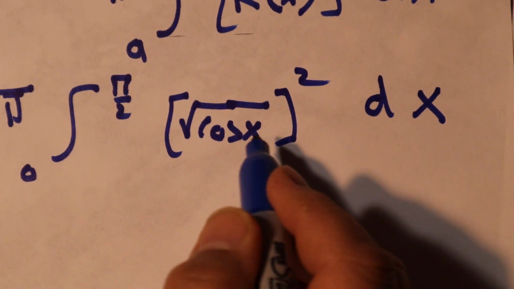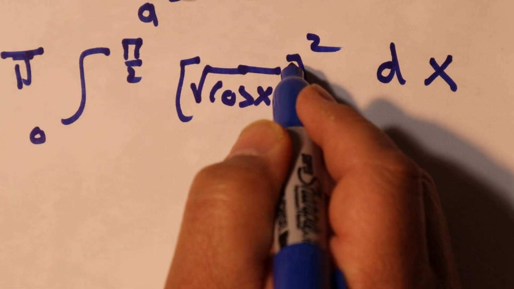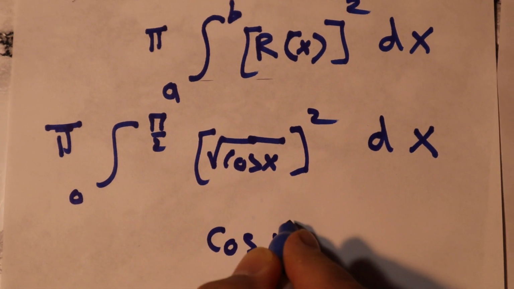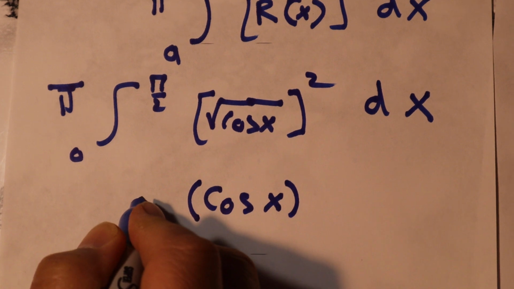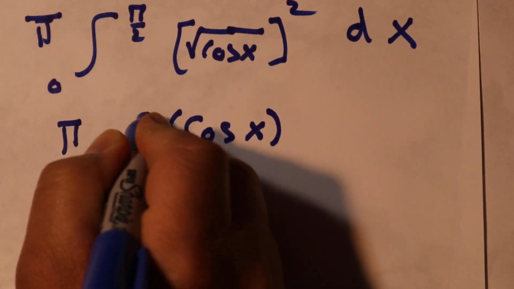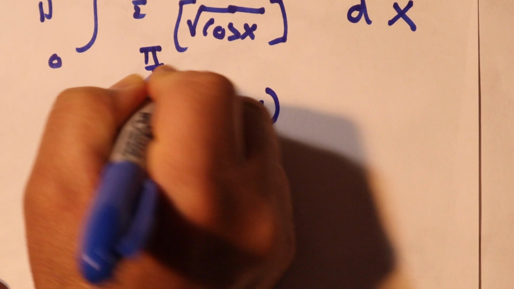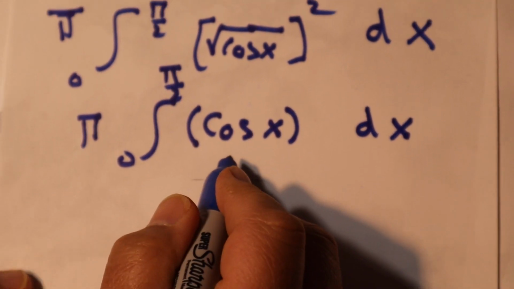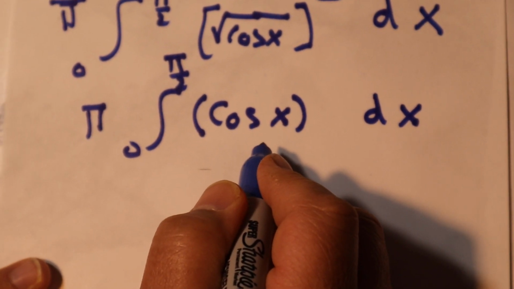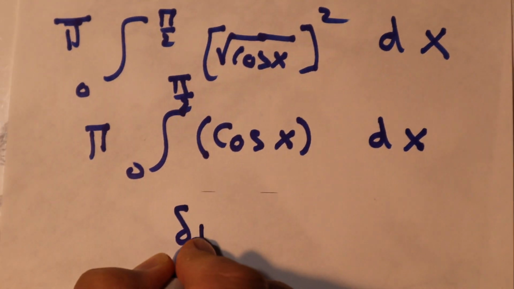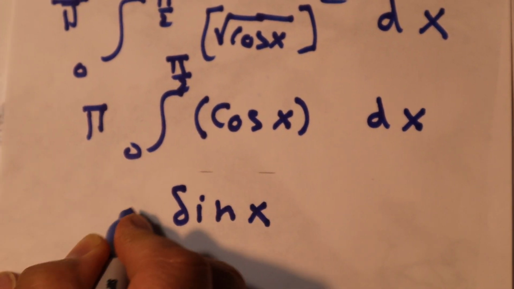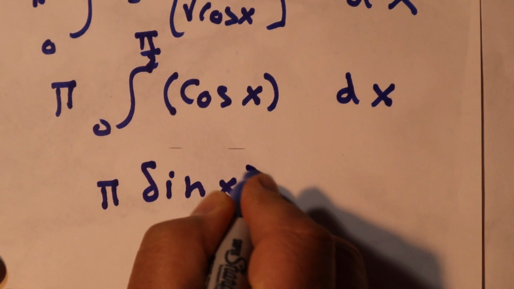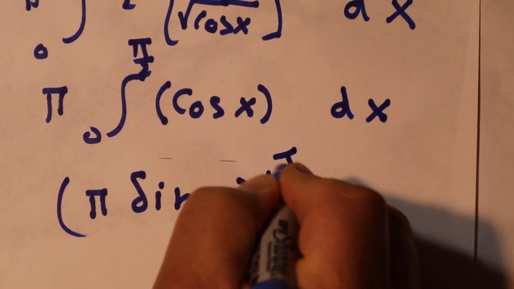When we square it, of course, the square root cancels the square power and cosine x is left. So this is the function. We're going to integrate it. Pi is outside and integrate from 0 to pi over 2 with respect to x. And as you know, what is the integral of cosine x? I hear you. It will be sine x. And we still have pi outside. So this is the result, pi sine x. And our bounds are from 0 to pi over 2.